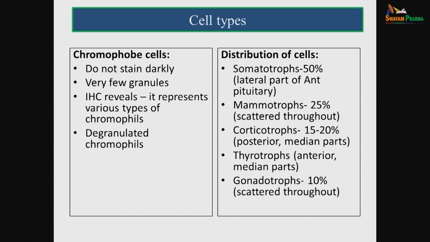Whereas coming to the distribution of cells, the somatotrophs occupy 50% of the cell population, and they occupy the lateral part of the anterior pituitary. The mammotrophs, which are 25%, are almost scattered throughout the anterior pituitary. Corticotrophs, which are around 15 to 20%, occupy the posterior and median parts, whereas thyrotrophs occupy the anterior and the median parts. The gonadotrophs, which are 10%, are scattered throughout.